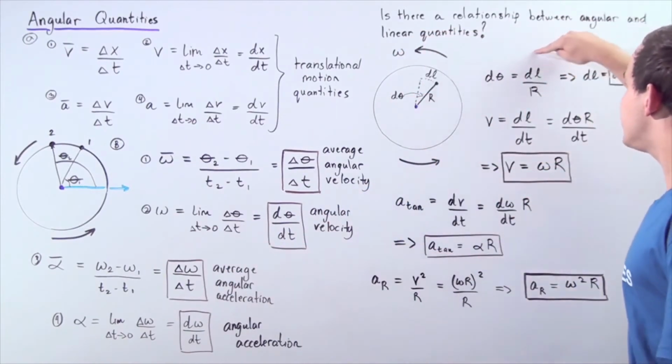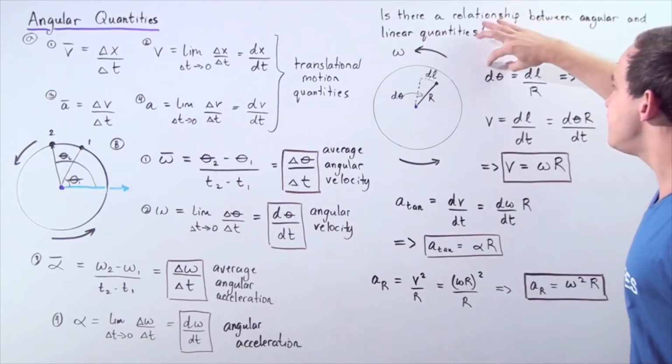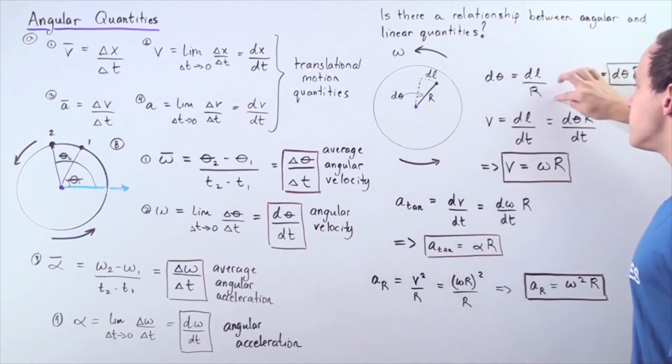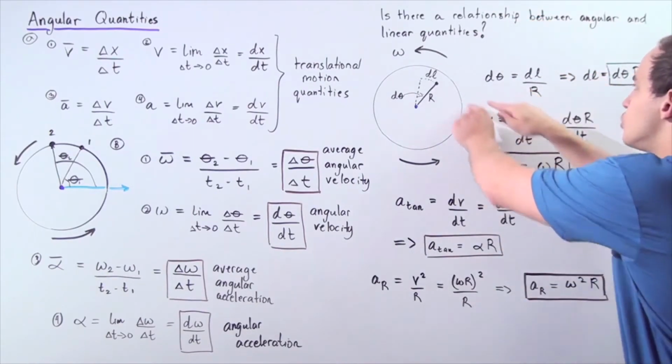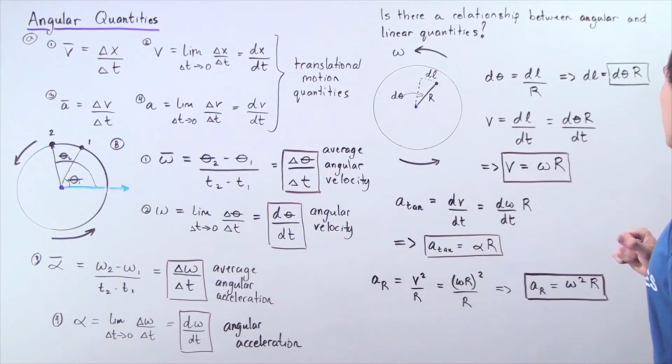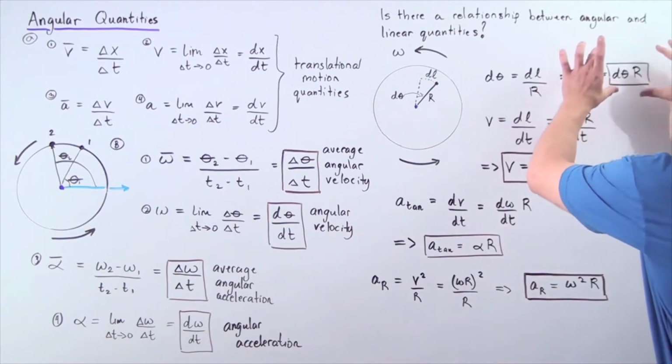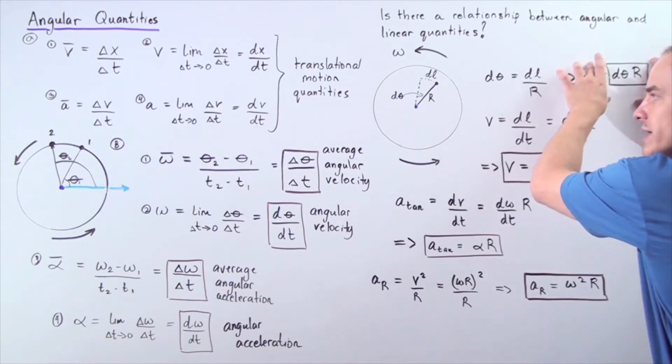So that means we get the following formula. d theta is equal to dl divided by R. We can bring the R to the left side and we get the following result. dl is equal to d theta multiplied by R. Now we're going to use this in just a moment.